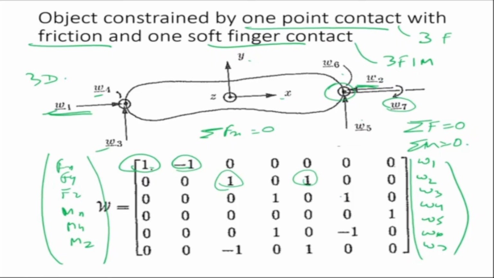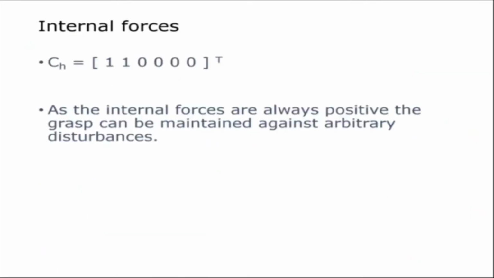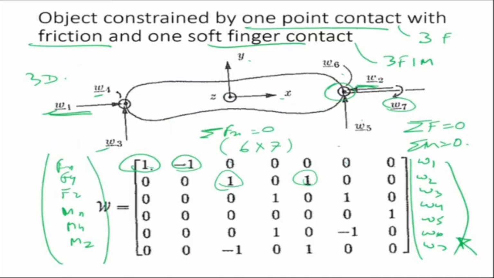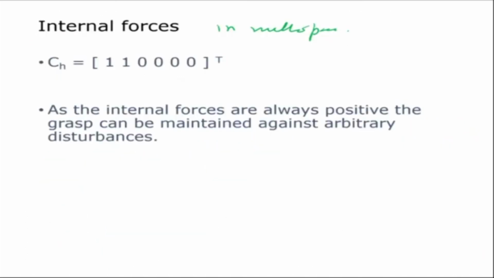Now again, note here that this is a non-square matrix. It is a 6 by 7 matrix. So if I want to find the fingertip forces, again I have to find the pseudo inverse and then find the null space of the matrix. Now in this particular case, what will be the internal forces in the null space? Internal forces in the null space would mean that in order for this grasp not to fail, this force must always be there and this force must always be there. Other forces can go, but those two, W1 and W2, have to be there. So it basically means that the internal forces in the null space will be 1, 1, 0, 0, 0, 0.